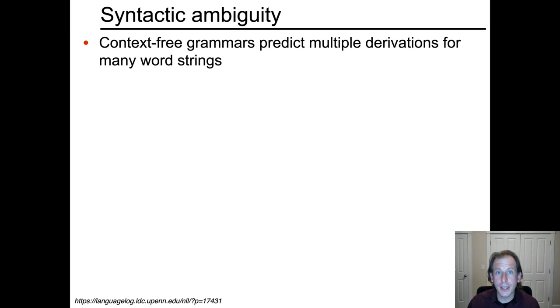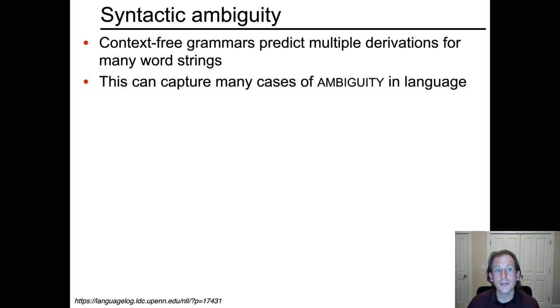So we're going to take a deeper look into some things about syntactic ambiguity now. We've seen that context-free grammars predict multiple derivations for many word strings. And because of that, they can capture many cases of ambiguity that arise in natural language. And these aren't just corner cases, oddballs that you have to carefully construct or hunt around for. These are ubiquitous in everyday language use. And I'll give you an example.